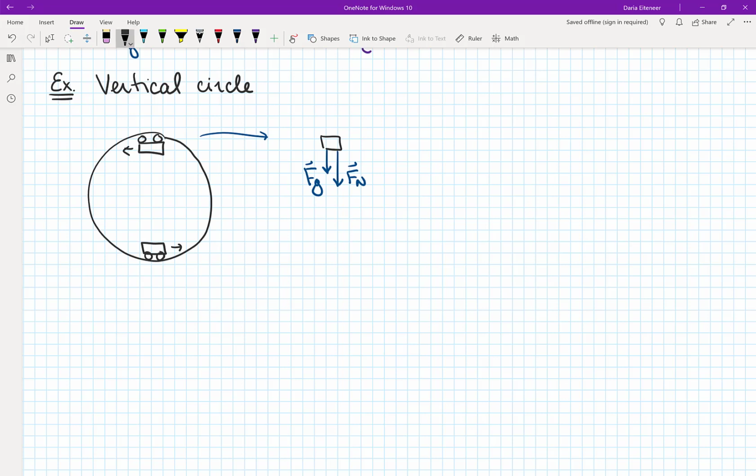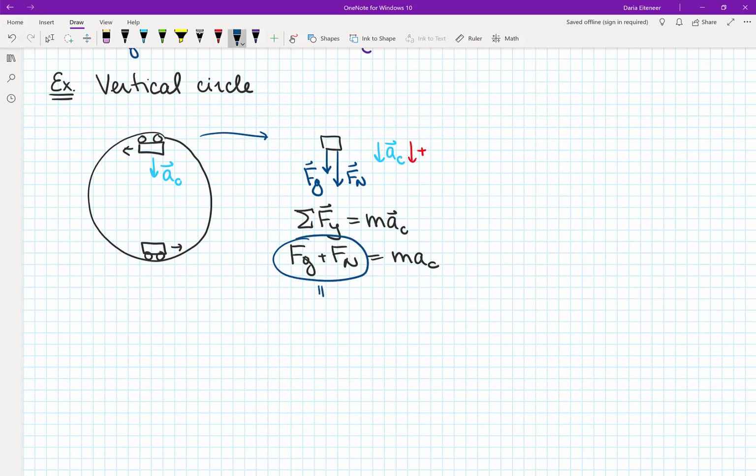So here, I would write sum of all forces in the y direction equals, guess what? Mass times centripetal acceleration, right? And I'm going to make downward direction as positive because that's what I always do. So this is equal to mass times centripetal acceleration. So I have Fg plus Fn equals m a_c. So this combination of forces is what makes up centripetal force.